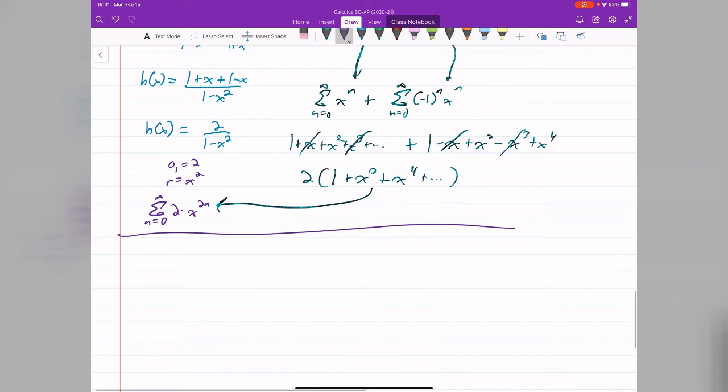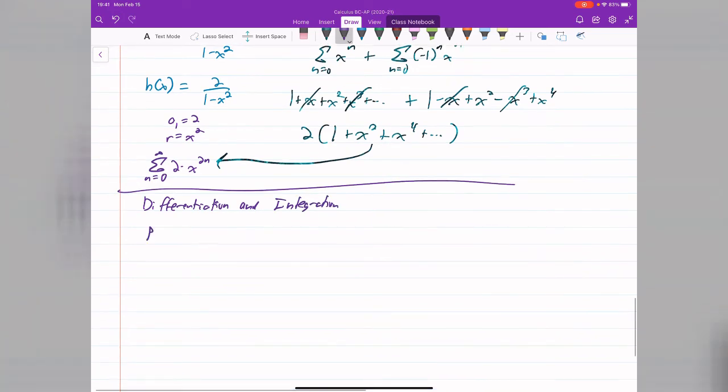Okay. Lastly, we're going to look at differentiation and integration, because one of the big purposes of this is that it takes things that are very difficult to differentiate and integrate and changes them into polynomials, which we have a better perspective on how to do, especially since the properties of polynomials make it much cleaner.